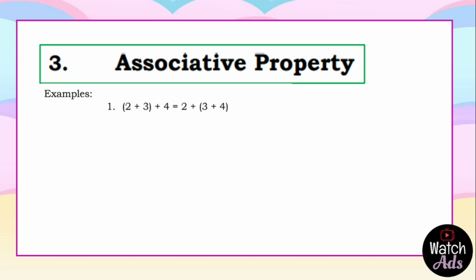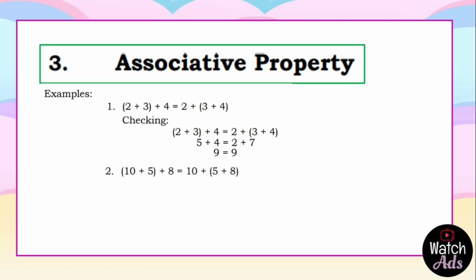Example, the quantity of 2 plus 3 added to 4 is equal to 2 plus the quantity of 3 plus 4. Let's check. These are the given terms. 2 plus 3 is equal to 5 plus 4, which should be equal to 2 plus 7, because 3 plus 4 is equal to 7. Now 9 is equal to 9.